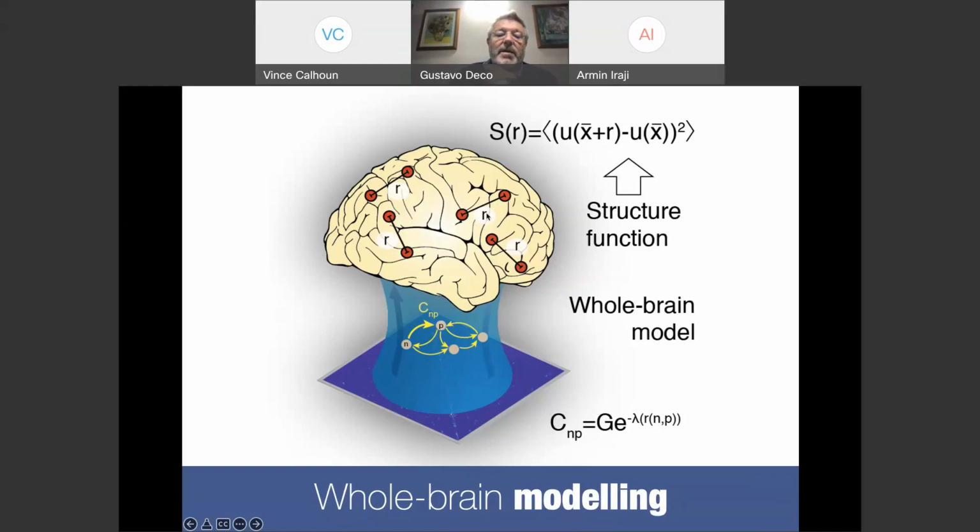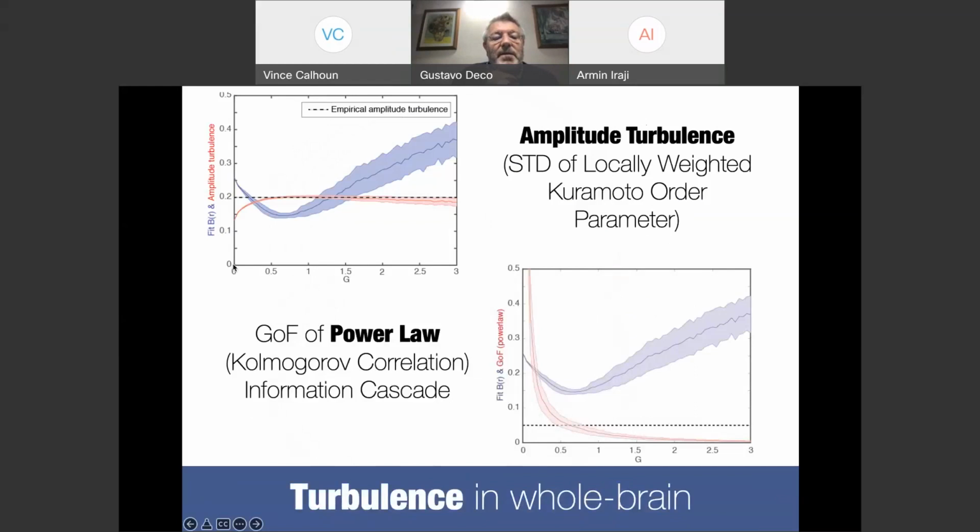Okay, this is one of the main results. As you see here, we will check all the possible values of the global coupling parameter. This is the level of fitting of the data in the sense of the structure functions, in the sense of the functional connectivity as a function of the distance. And as you see, it's an error function, so it's a comparison between experiments and simulation. And there is a region where it's a minimum, meaning that is the working region. So there is a region where we have a relatively good fitting of the empirical data.